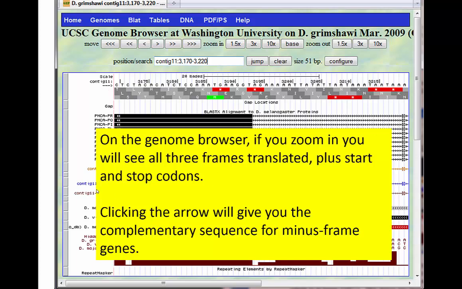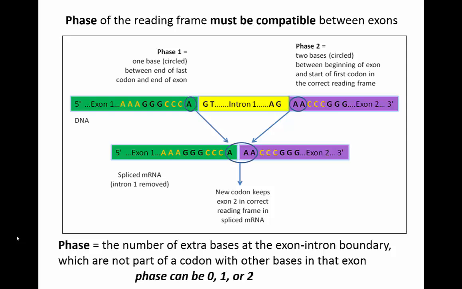Another concept that I need to introduce is the idea of phase. So a particular gene is going to be encoded only on one strand of the DNA. So for a particular gene, it will either be in the plus frame or in the minus frame. Now, each individual exon can actually be in a different reading frame, and that is because when we remove the introns, these ones don't have to be in groups of 3.